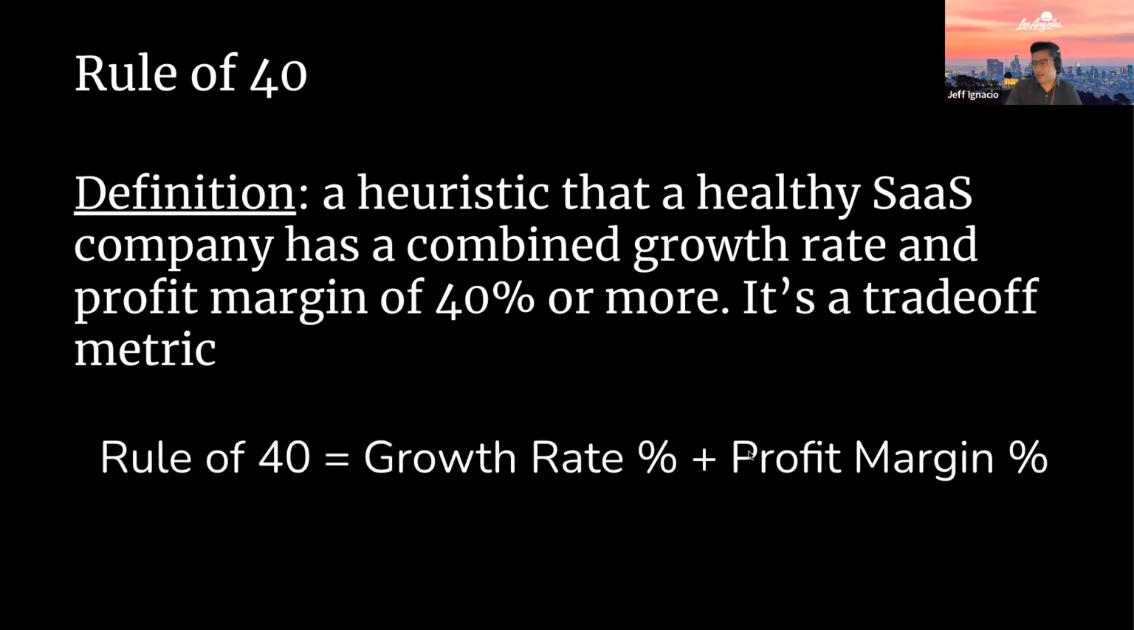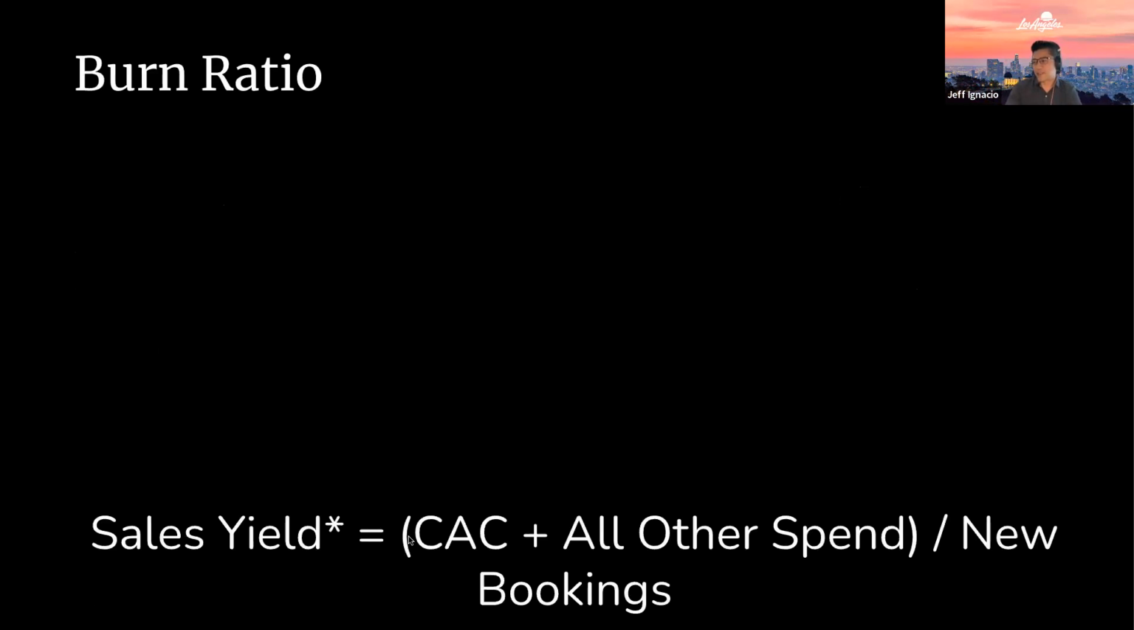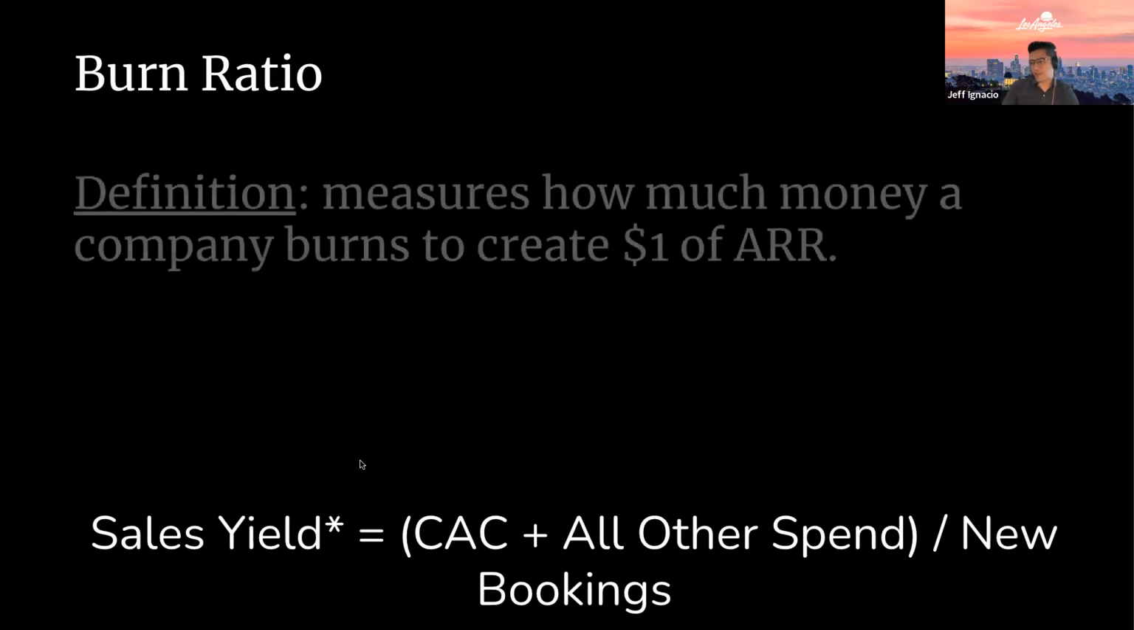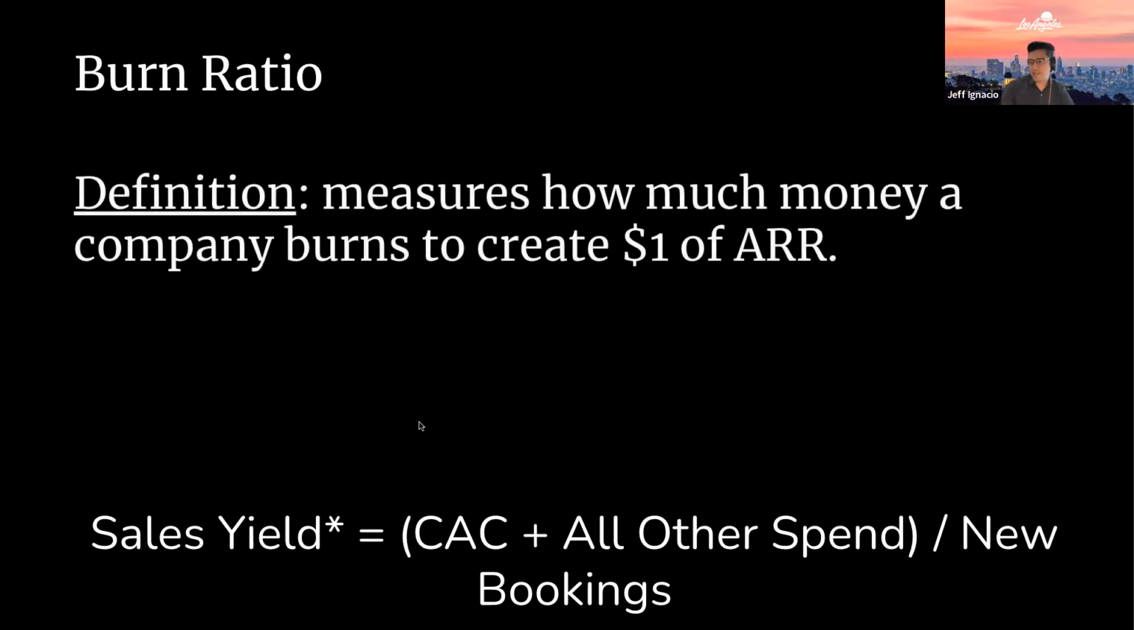All right, so last one, we'll go over burn ratio. This is probably all the rage recently. It's pretty much a variation of sales yield. This is basically taking all of your spend and dividing it into your new bookings. That's your sales yield. And in this case, the burn rate is defined as how much money a company burns to create $1 of ARR.